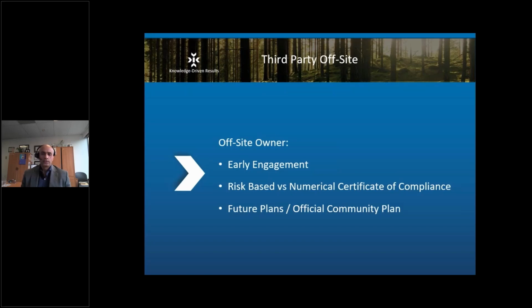So what we often suggest is looking at the city's official community plan. What is the development for that area? Is it going to be high density with multiple levels of underground parking, or is it going to be slab on grade? So it kind of helps you formulate which direction to go.